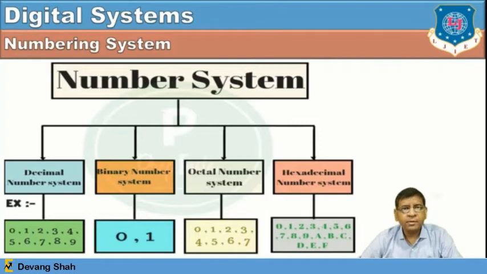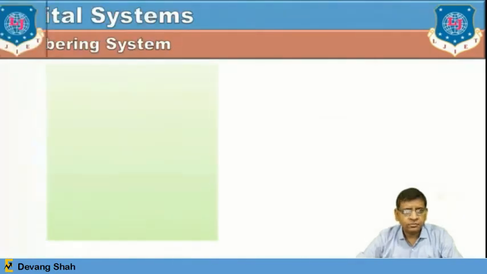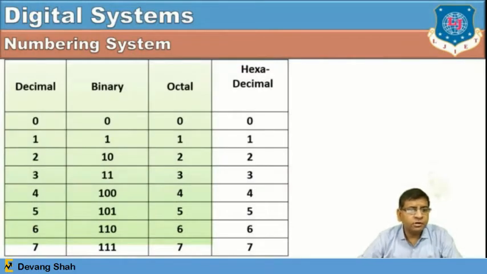9, and alphabet A to F. So A to F represents decimal numbers from 10 to 15. So like A is 10, B is 11. Likewise, 15 is represented in the form of alphabet F. Now further we talk about the numbering systems.